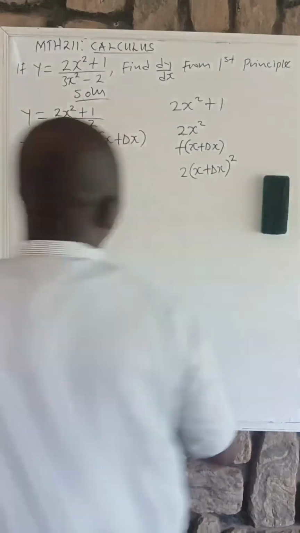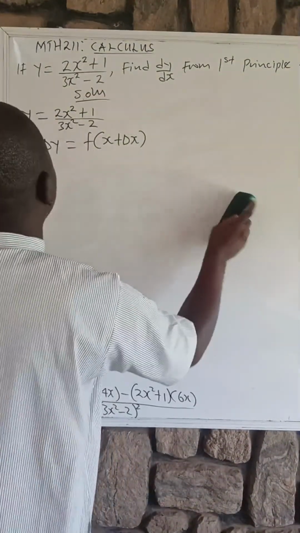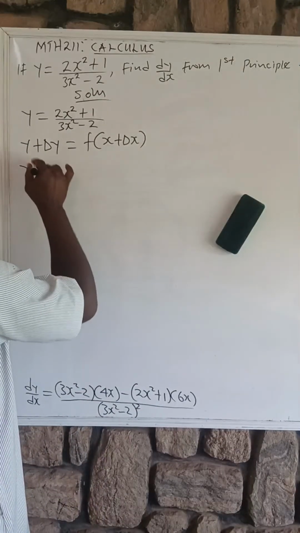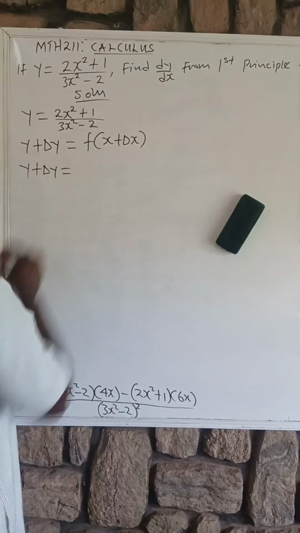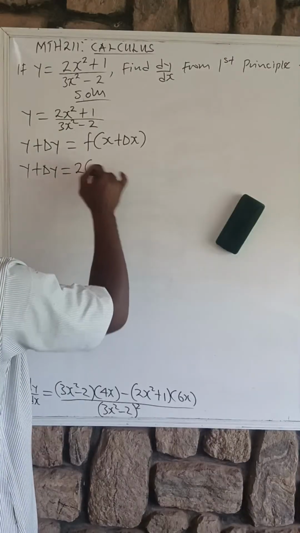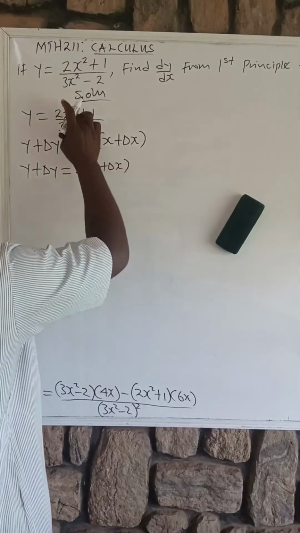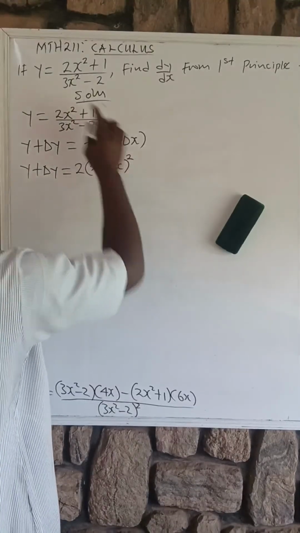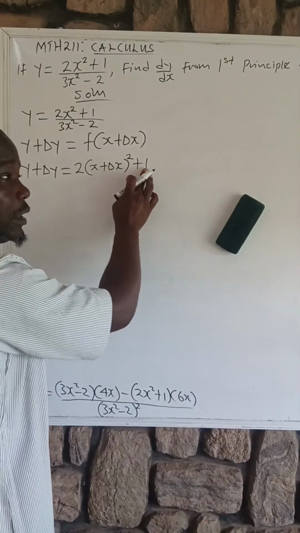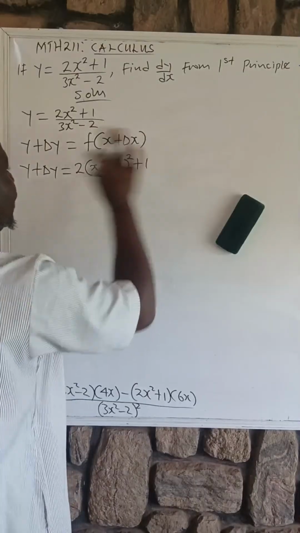So let's proceed. Here, looking at it, y plus dy will now be equal to, we have 2x squared, so here will be 2 open bracket (x plus dx) raised to the power of 2, plus 1, right? Because the x is not attached to this 1, there is no need to change the 1.